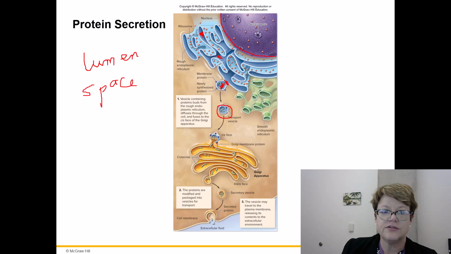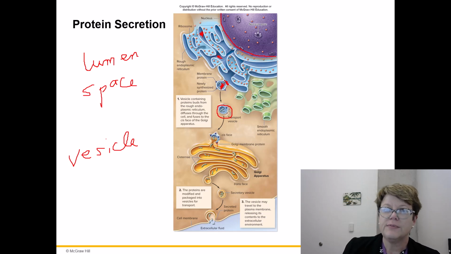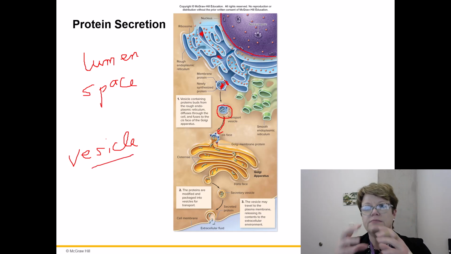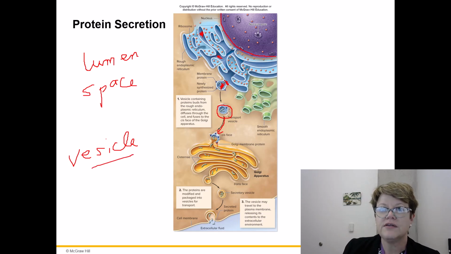So a vesicle is what separates from the endoplasmic reticulum, and it carries the proteins from the endoplasmic reticulum, and it travels until it reaches the Golgi. So a vesicle is going to carry macromolecules from the endoplasmic reticulum to the Golgi. So this is ER, and this is Golgi down here.